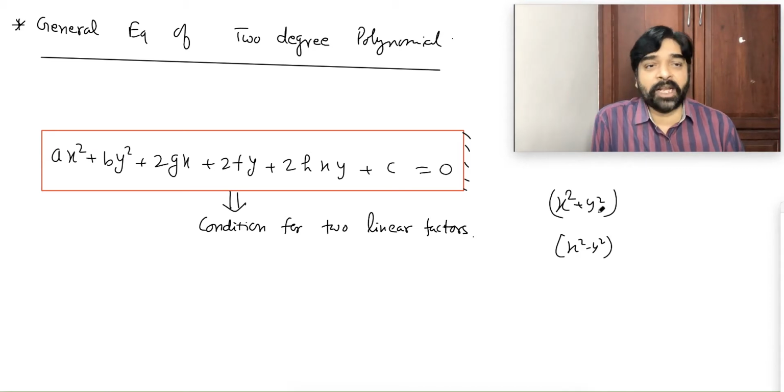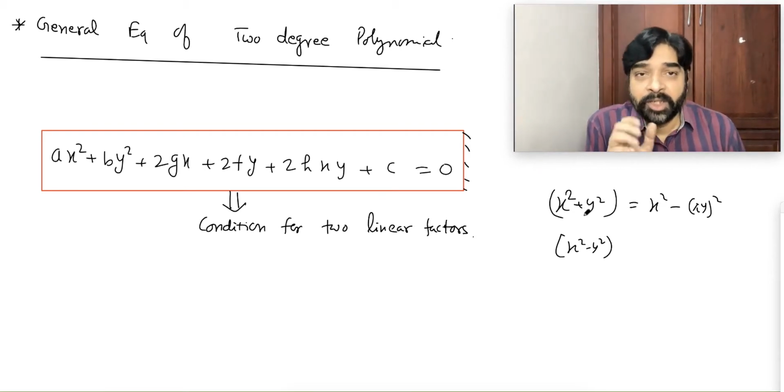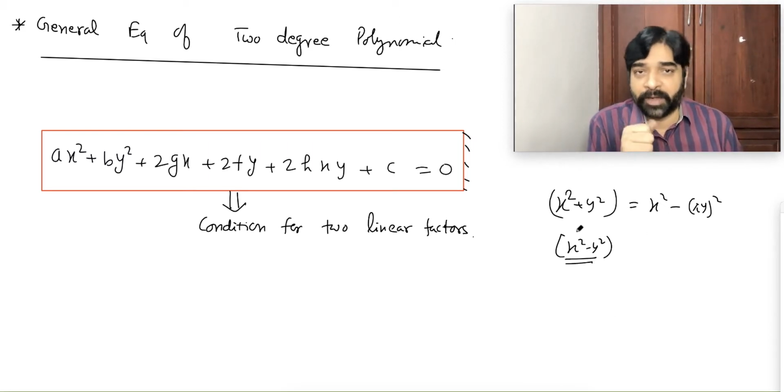If you try to factorize forcefully, you will get the factors in terms of imaginary numbers, because this can be written as x square minus iy whole square, where i square is minus 1. So now you can factorize, but the factors will come imaginary. If you want to factorize any two variable quadratic into two linear factors, a format like this should be there. Otherwise you cannot factorize.